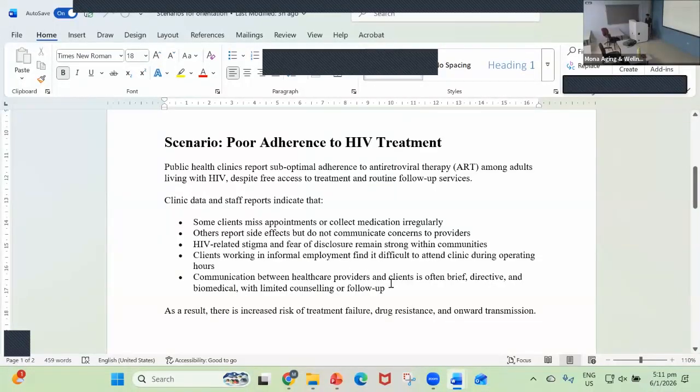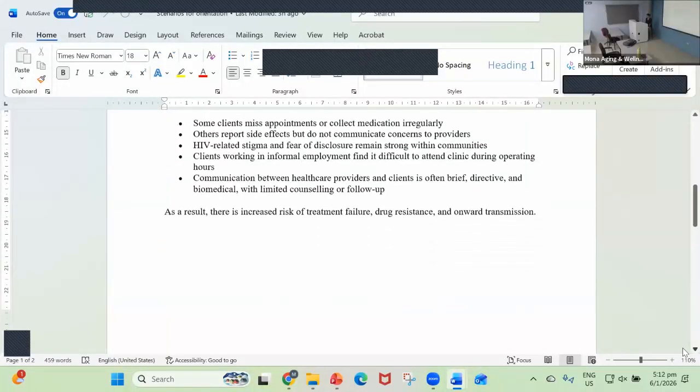Clients working in informal employment, those day workers, don't necessarily get time off or vacation or sick leave. So those clients find it difficult to attend clinic because missing a day means missing a day's wage. They have issues with the operating hours. Communication between healthcare providers and clients is often brief, directive, and biomedical, with limited counseling or follow-up. I'm not saying this is what happens. This is just a scenario. As a result, there is increased risk of treatment failure, drug resistance, and onward transmission. So the second group will work on that.